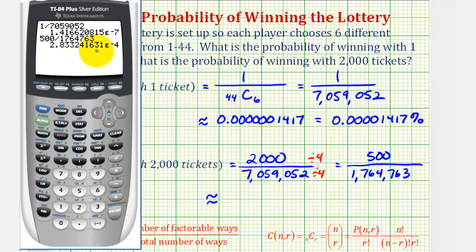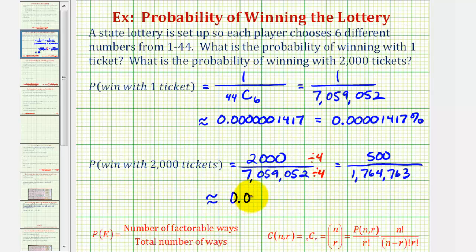Again, we have scientific notation, so I'll have to move the decimal point to the left 4 places, so I'll have to add 3 zeros. So we'll have approximately 0.0002833. Which means as a percentage, multiplying by 100, we would have approximately 0.02833%. Again, still a very small percentage of winning the lottery with 2,000 tickets.